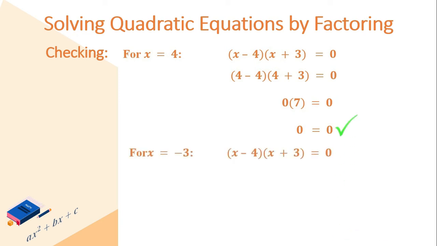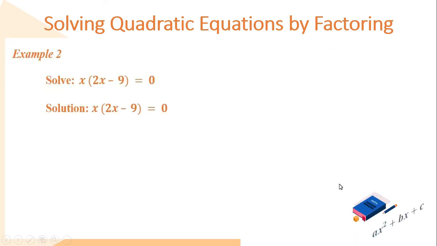Another value of x is negative 3. When we substitute negative 3 into our equation, it gives us negative 3 minus 4 times the quantity negative 3 plus 3 equals 0. Negative 3 minus 4, they are like signs, and so we have to add. That gives us negative 7. Negative 3 plus 3, they are unlike signs, and so we have to subtract, thereby giving us an output of 0. So negative 7 times 0 is equal to 0, and so the equation is balanced.